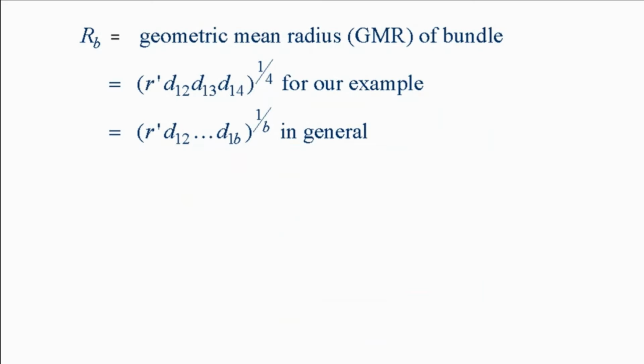So it's very simple now. It's a radius, but a geometrical mean radius, because there are so many conductors inside the bundle. I multiply these distances together and take the root, the power of 1 over the pth or nth or kth number of conductors.